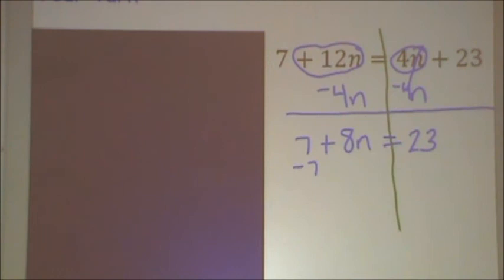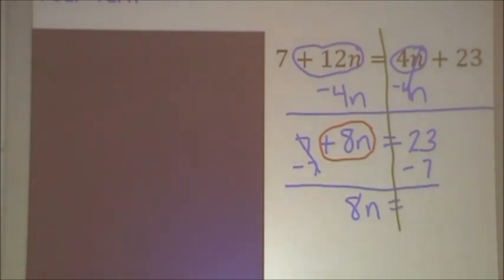And now I want to subtract 7. Oh, skipped a step. Remember, I want to circle this, stick it in my pocket for later. I want to do the opposite, and the opposite of a plus 7 is a minus 7. Minus 7 to both sides to keep it balanced. Opposites cancel out. 8n equals 23 minus 7 makes 16.